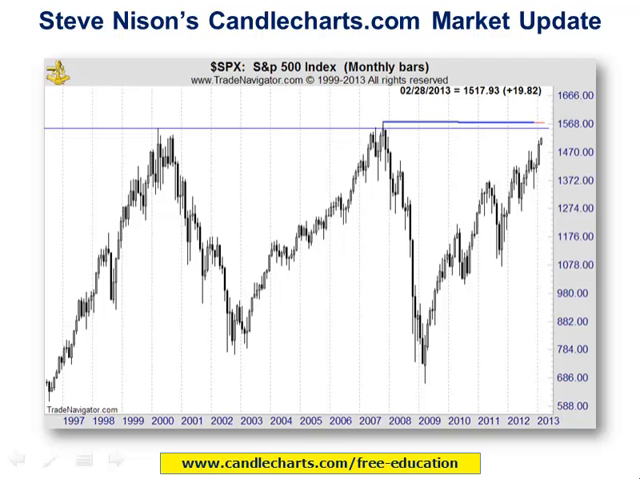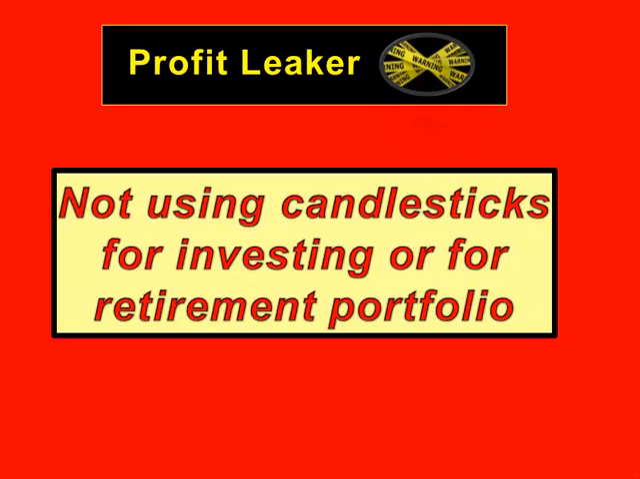Now, from my experience, many traders and investors are using candlesticks incorrectly. There are a lot of what we call profit leakers out there. That is, ways that traders and investors use them incorrectly, or because they don't understand how to use candlesticks correctly, they're missing some golden trading opportunities. And we call this profit leaker. And I have 10 profit leakers. And one of them is not using candlesticks for investing or for your retirement portfolio.